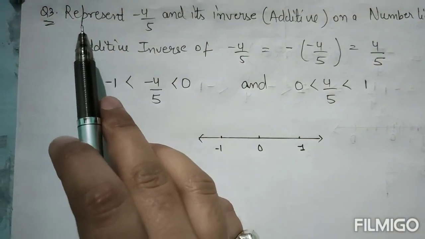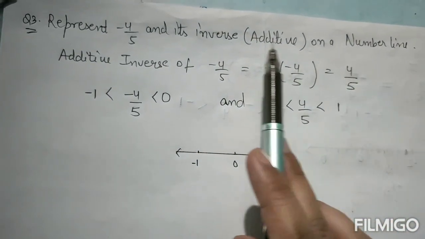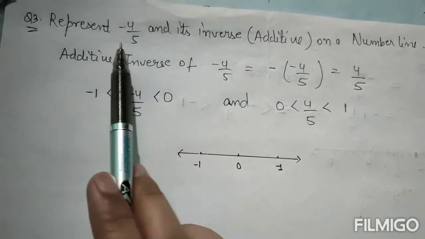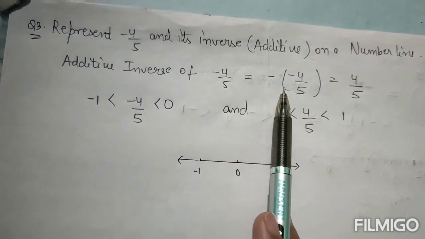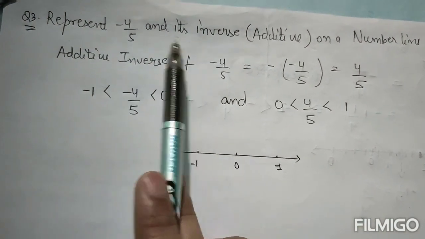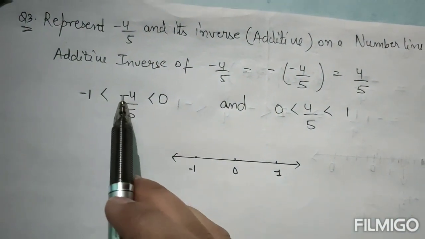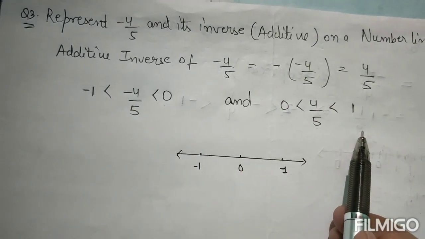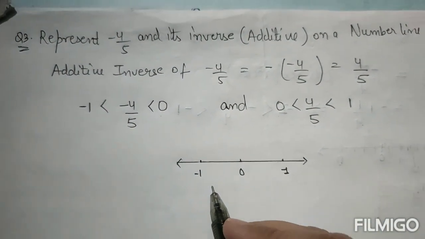Now the next one is you have to represent minus 4 by 5 and its inverse on a number line. If it is written inverse, then it will be the additive inverse. You have to represent both on the same number line. So look, the inverse of minus 4 by 5 will be minus of minus 4 by 5, that is 4 by 5. Inverse and that number always lie on the opposite side of 0. Clear? Now look, minus 4 by 5 will lie between minus 1 and 0, and 4 by 5 will lie between 0 and 1. Obviously the numerator is less than the denominator in both cases.